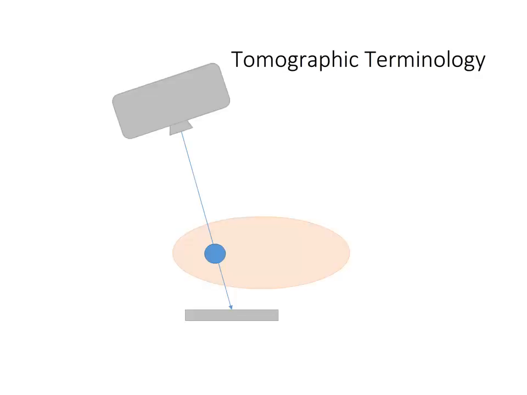Terminology associated with tomography varies, but there are some main terms that you need to know. The first term is the fulcrum, also known as the fulcrum point, and this is the focus or pivot point where the X-ray tube and the image receptor meet during the tomographic exposure.